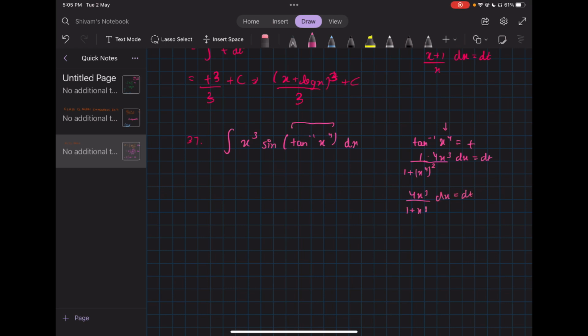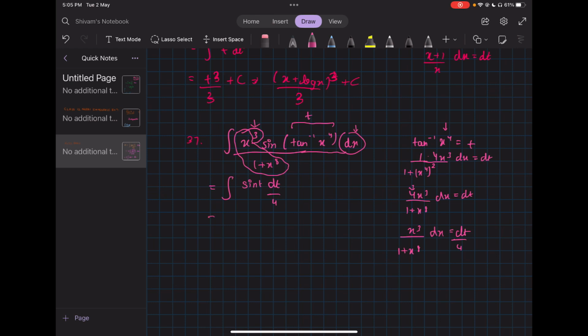And we have an x cubed here, we have a dx, and we do have a 1 plus x to the eighth power in the denominator, my bad. So what we need is a 4, right? So I'm just going to move the 4 to the other side. So x cubed over 1 plus x to the power 8 dx is dt by 4. And this becomes dt over 4, and this, of course, becomes sine of t. So what we're going to get is sine t dt over 4.